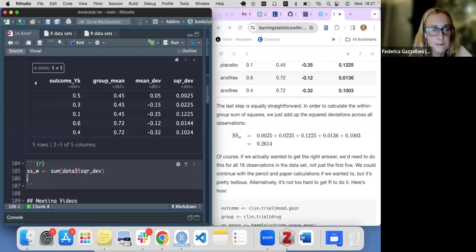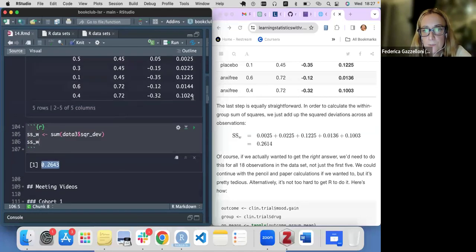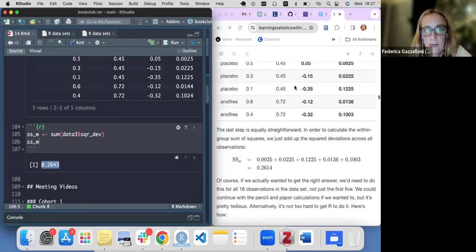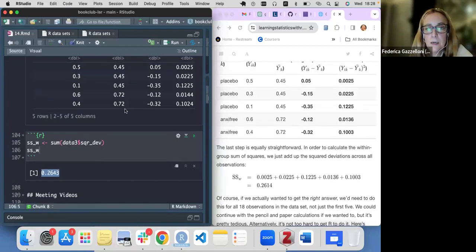And so if I run this and then have a look at it, we can see that we have slightly different values. So we have 0.2643 and here is 0.2614. And as you can see, the values are slightly different. It is a matter of roundness, because most probably these values had some other decimals afterward, so we don't have them, okay?